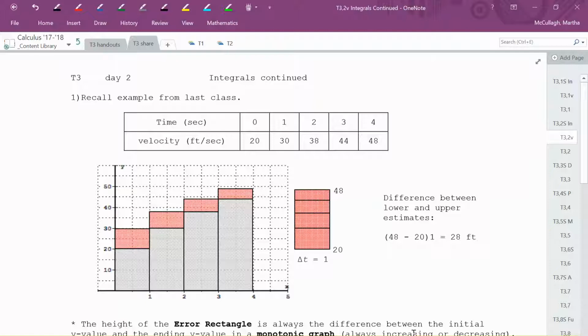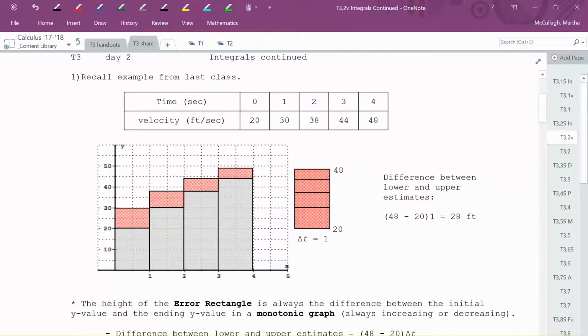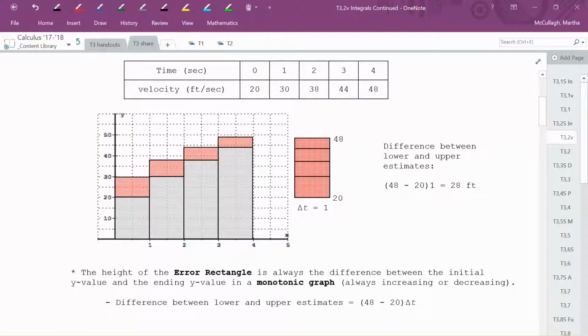This is integrals continued. So we're starting off with the same example we finished with yesterday, and that is this table of values that represents time as your x value and velocity as your y value, time in seconds, velocity in feet per second. So it's the same table of values and the same graph that we had yesterday. What I'd like to look at again today, and we did look at this yesterday, so I'll go through this pretty quickly. If you're still confused by it, you may want to go back and look at the day 1 video again.